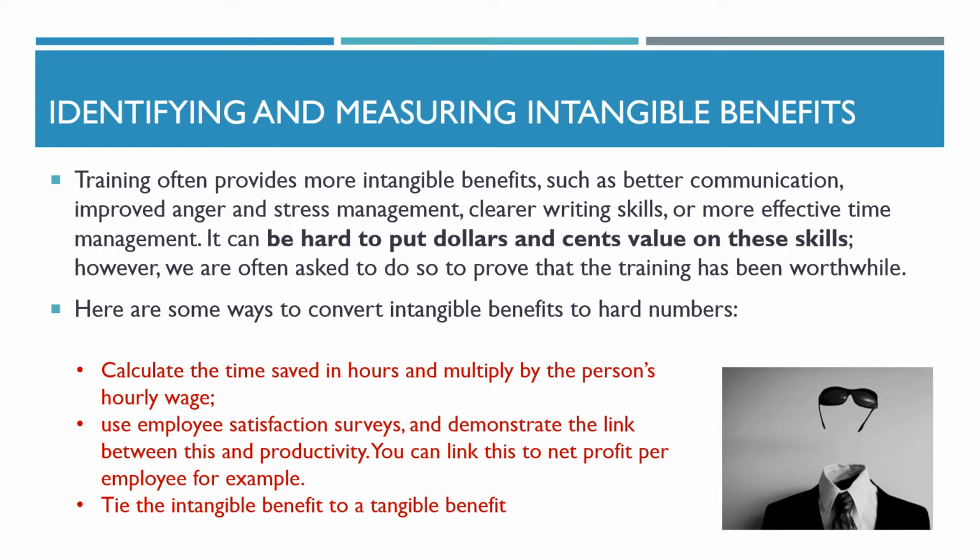Here are some ways to convert intangible benefits to hard numbers. Firstly, calculate the time saved in hours from a particular benefit, such as reduced time rehandling communication, or employee grievances, and multiply by the person's hourly wage, and that of the supervisor, who has to handle the problem. Secondly, use employee satisfaction surveys, and demonstrate the link between this and productivity. You can link this to net profit per employee, for example. Where possible, always try to link the intangible benefit to a tangible benefit.